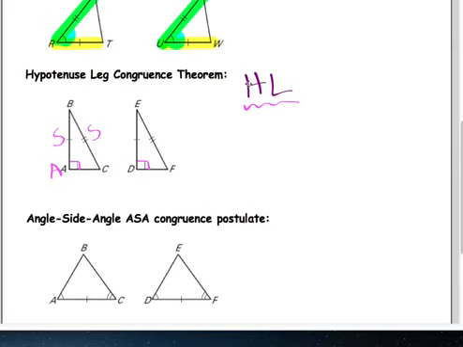But they came up with a better name for it. So it's hypotenuse leg, because we've got a hypotenuse and a hypotenuse here that's marked, and a leg, and they both have a right angle marked. So hypotenuse leg is the reason for this picture.